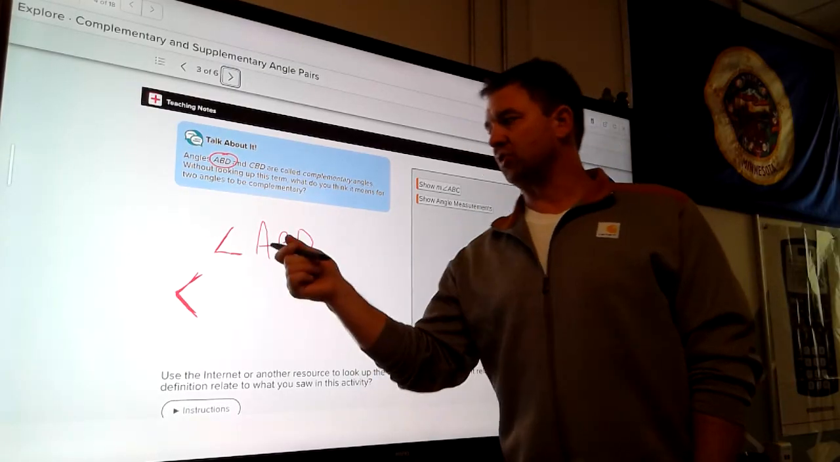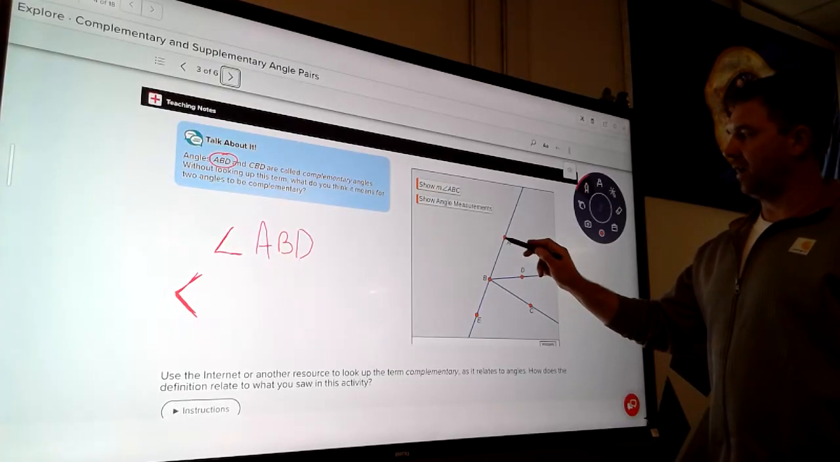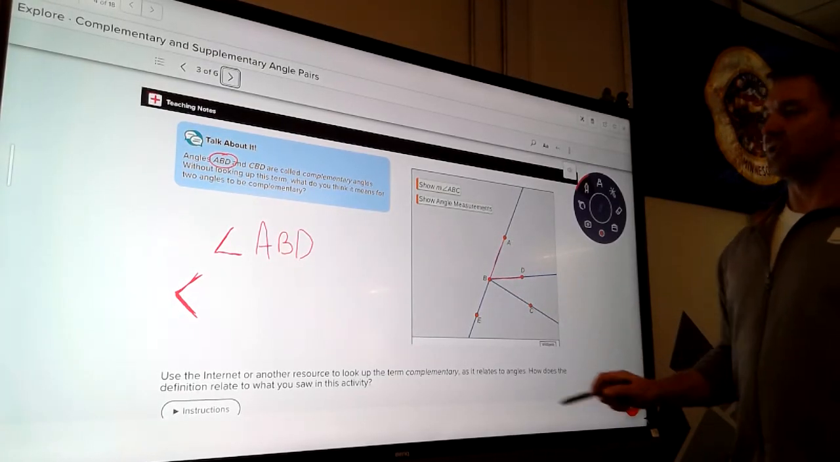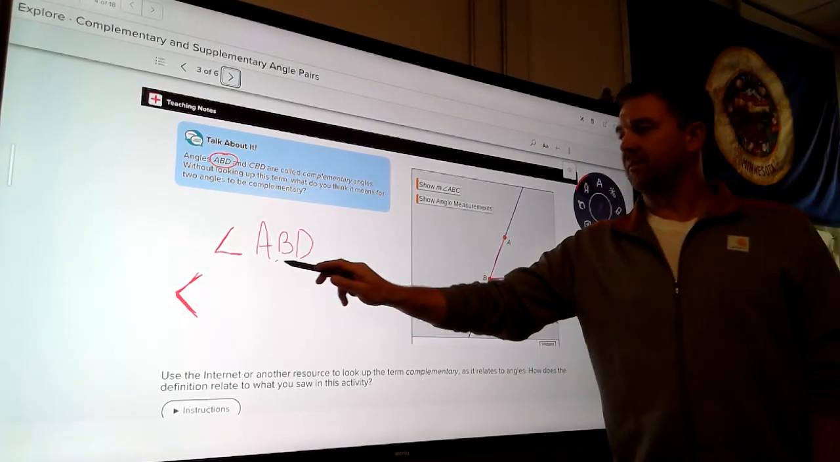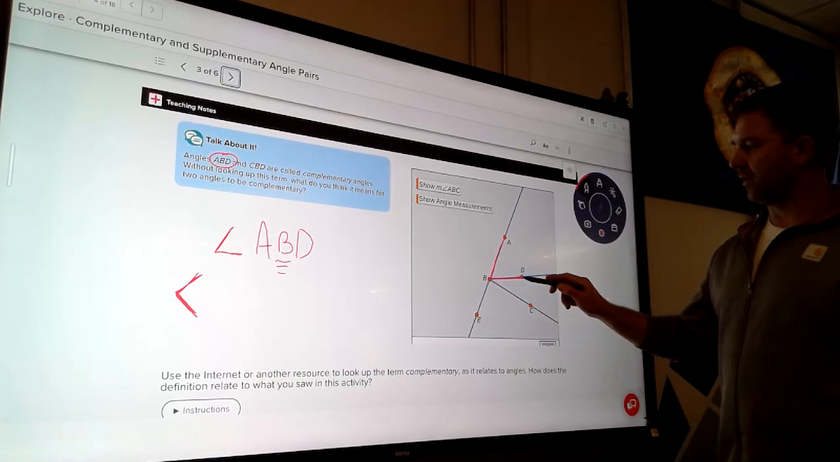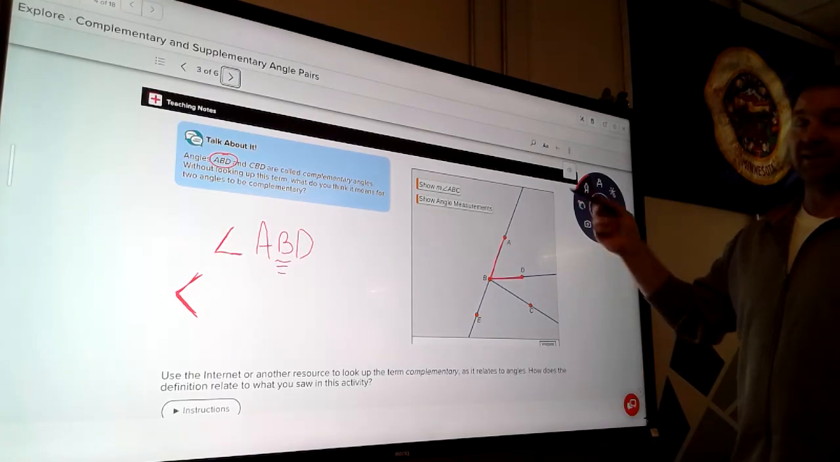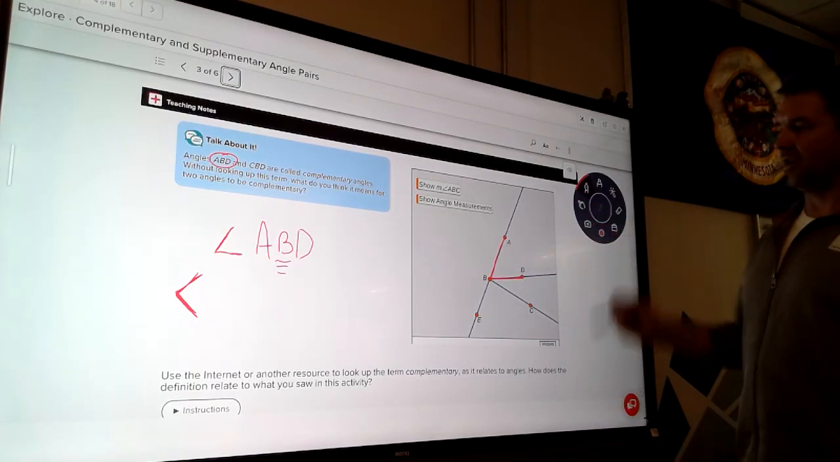Basically all we have to do is trace that so we'll know what angle we're talking about. So I'm talking about A that goes down to B that goes over to D. So I'm talking about this angle, and you'll notice that B is right in the middle. That tells you the order of going. Now, I could also have said DBA, that's the same thing. As long as that B is in the middle of these two, I could call either one.